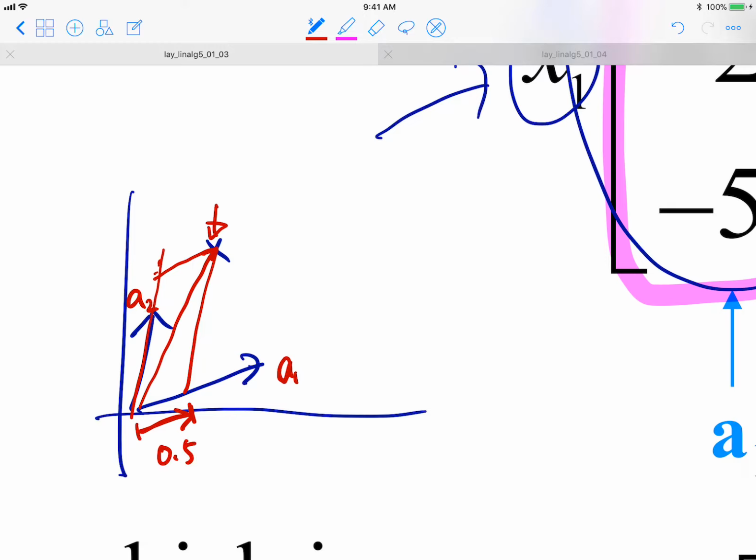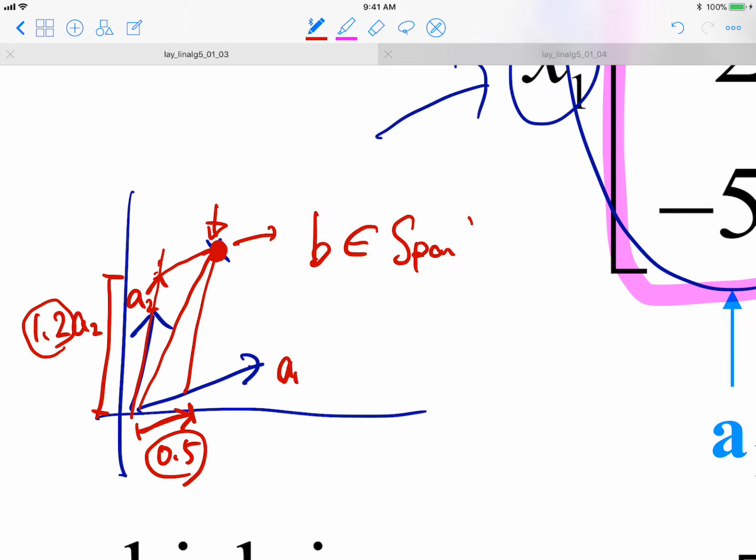So it can be viewed as 0.5, and then the length of this vector is some value like this, right? So the problem is to find these two linear combination coefficients, right? But the necessary condition, at least in order to be able to represent this B point as a linear combination of the given vectors, is that this B vector should be inside the span of these two vectors, right?